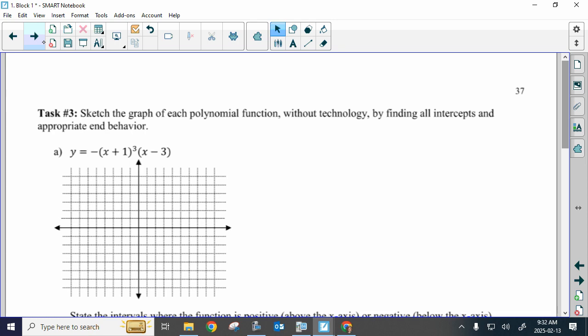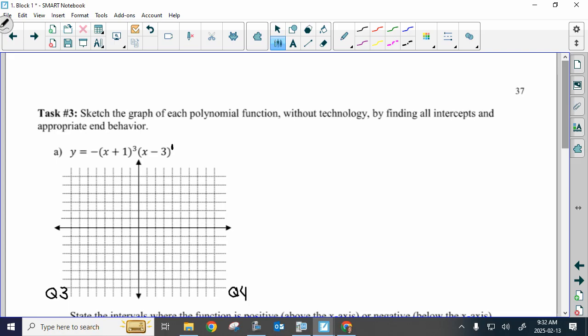Okay, this is multiplicity of 3, this is multiplicity of 1. Do you guys see that that's going to be a degree 4 polynomial with a negative leading coefficient? Okay, so we got the A value. So if we've got that negative leading coefficient, are you guys okay with Q3, Q4 for end behavior?